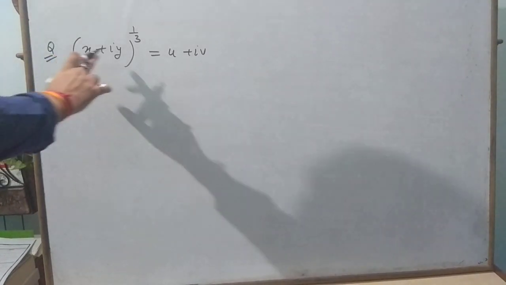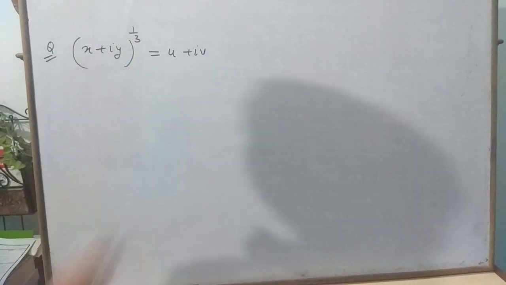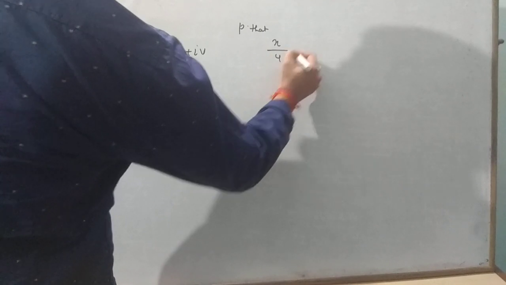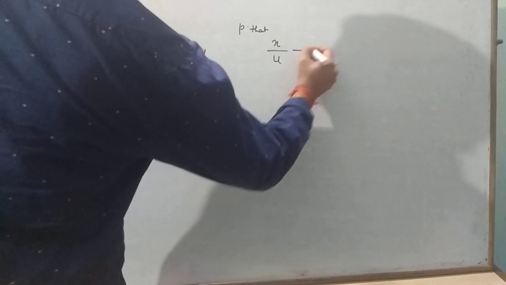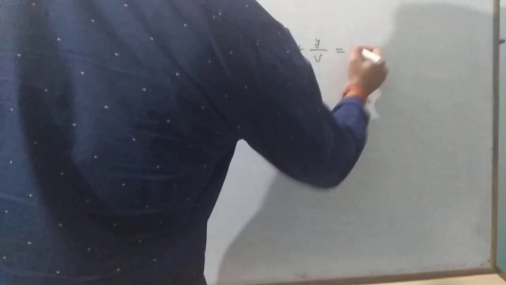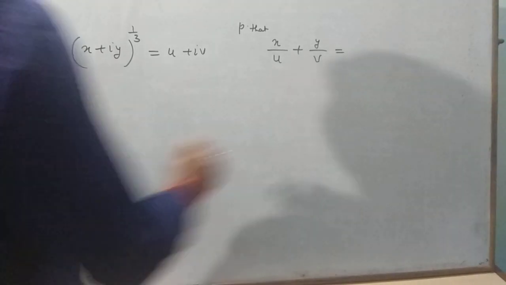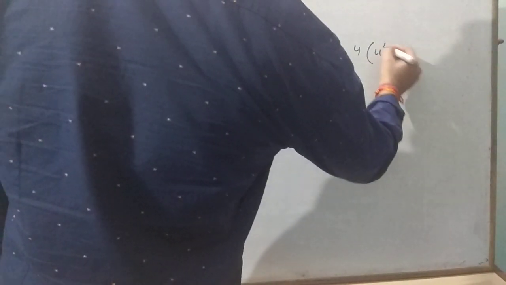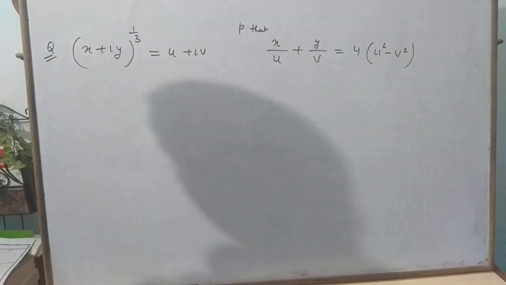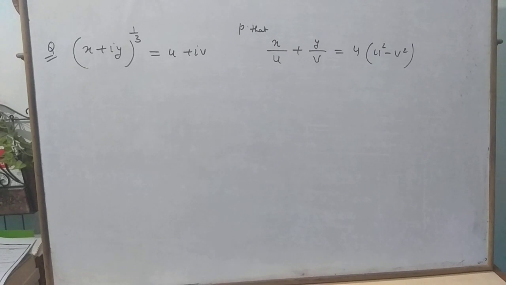So (x + iy)^(1/3) = u + iv is given, and the question is saying, prove that x/u + y/v = 4(u² − v²). This is given. So now please pay attention. This is a question.